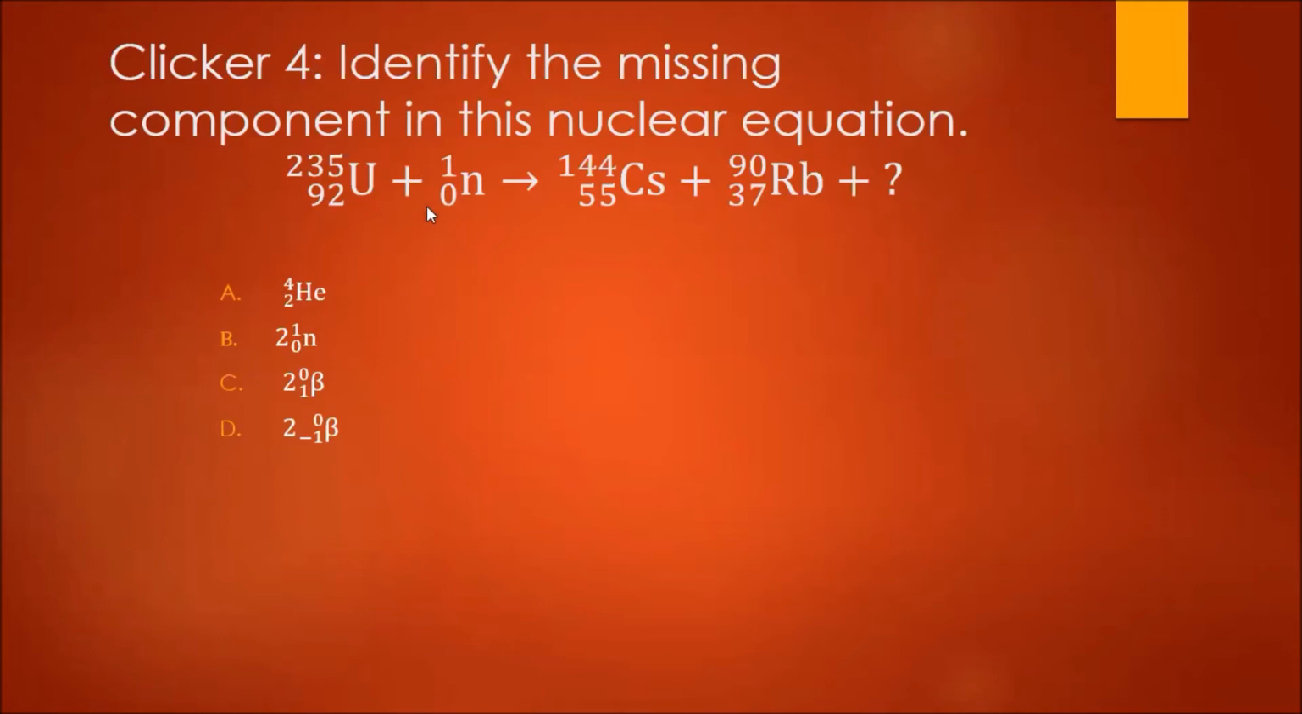So you add up 92 plus 0, 92. 55 plus 37, that's 92. 144 plus 90 is 234. So 234 plus 2 would give it 236. So this produces 2 neutrons, or B. Okay.